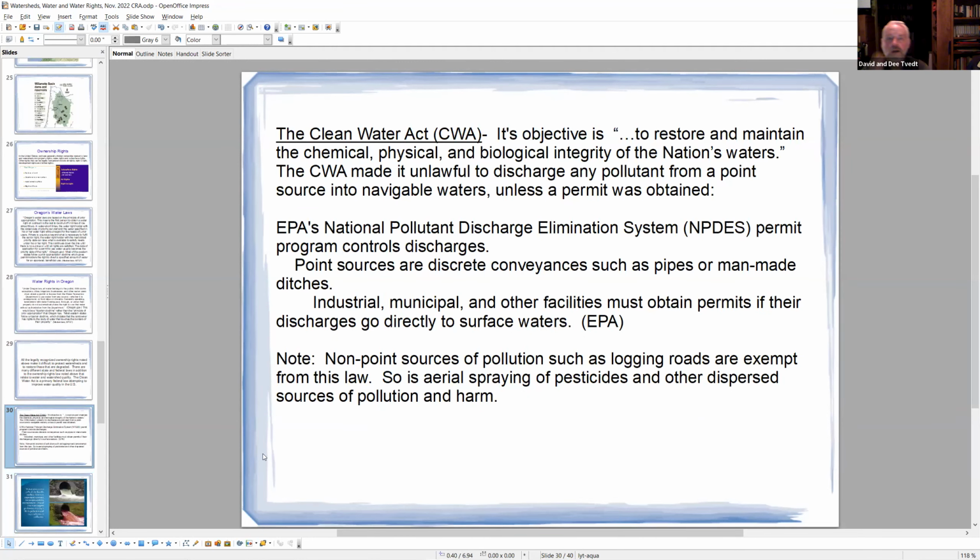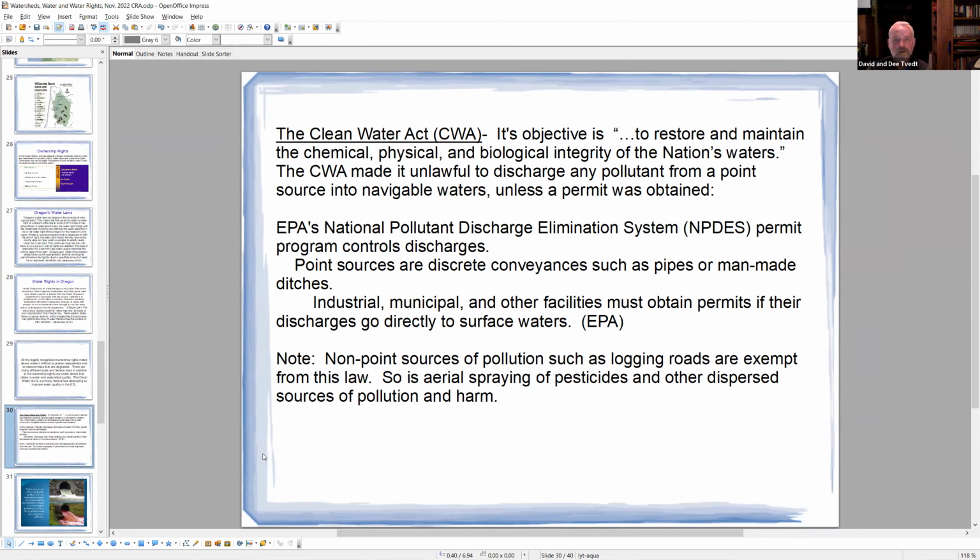And the Clean Water Act, CWA, its objective is to restore and maintain the chemical, physical, and biological integrity of the nation's waters. The CWA made it unlawful to discharge any pollutant from a point source into navigable waters unless a permit was obtained. And the EPA's National Pollutant Discharge Elimination System permit program controls discharges. Point sources are discrete conveyances such as pipes or man-made ditches.